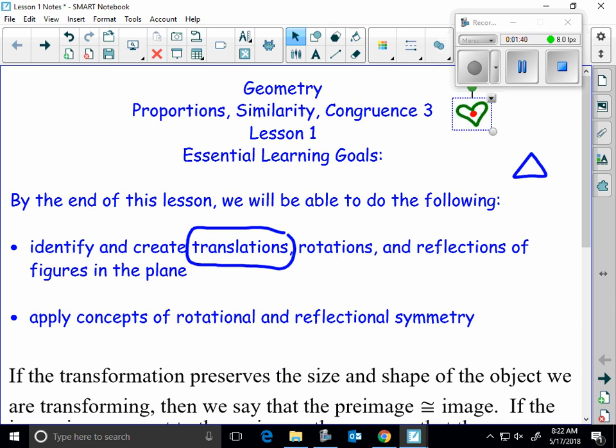What if I made the axis of rotation like down here? Wouldn't that put, if I did a 90-degree rotation, wouldn't that put that heart right about here? So that's the axis of rotation there. All right, and then reflections.